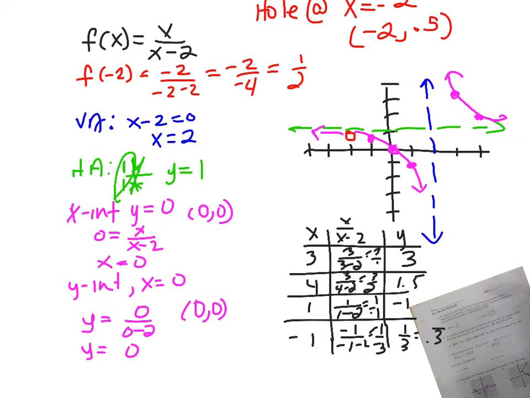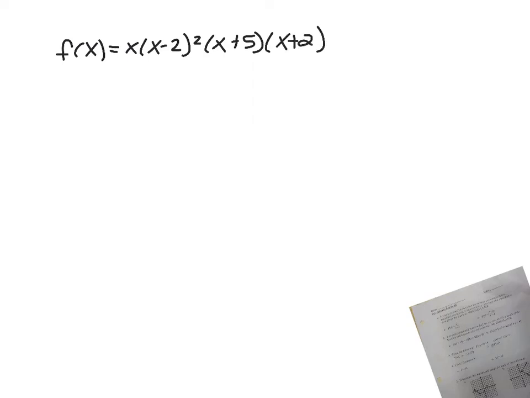Okay, so let's take a look at number 2. Okay, so number 2, where is still a no calculator, we're graphing. f of x equals x times x minus 2 squared times x plus 5 times x plus 2. All right, so the first thing you want to do is find the zeros. So set your function equal to 0.